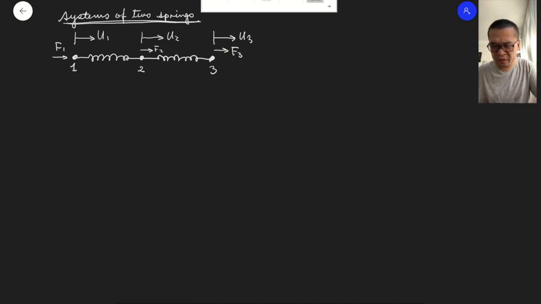Now in this video, what we're going to look at is a system of two springs. This is the lecture material that will be covered within slides 32 to 36. So what we're going to look at is a system like the one shown here, where we have two springs that are linked together horizontally.